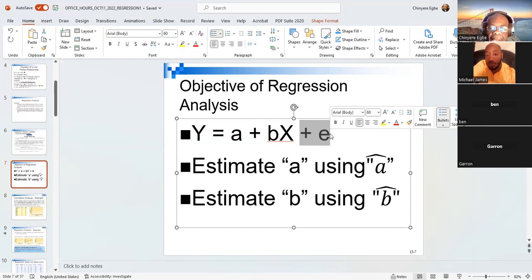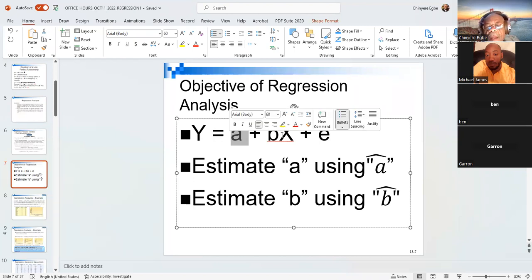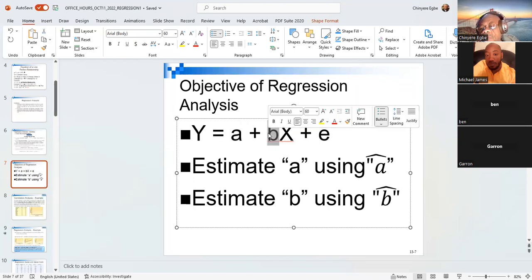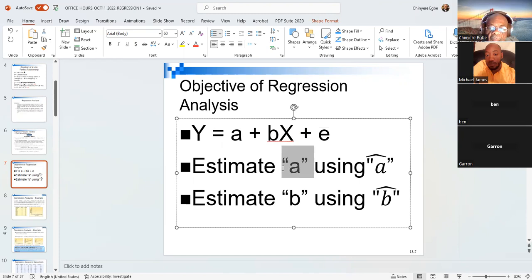And so the only thing that we can achieve using regression analysis is to estimate the true A, the true constant, and B, the true slope. But because we are using statistical data, we can estimate A using A hat, and we estimate B using B hat. Okay, those are estimates.